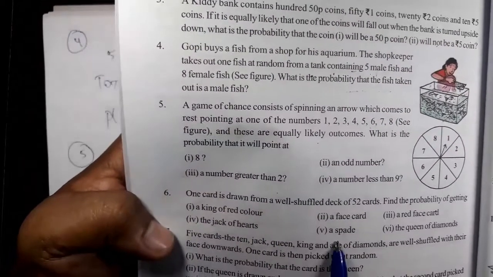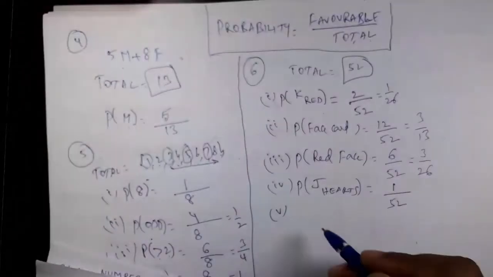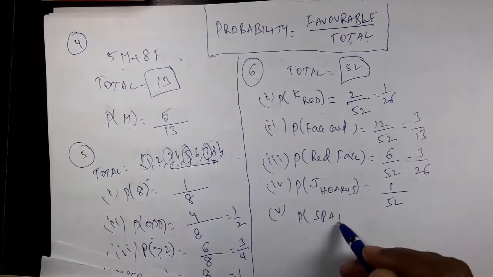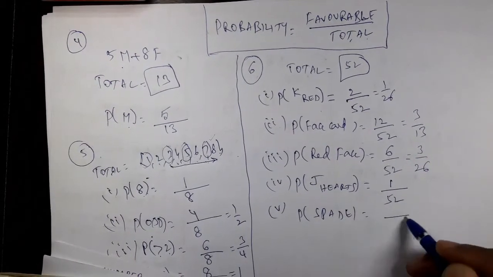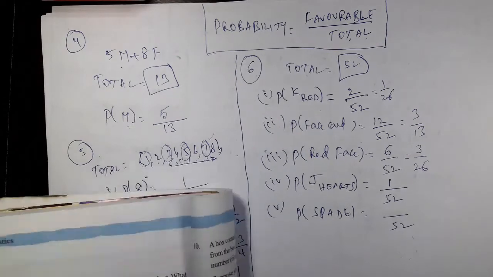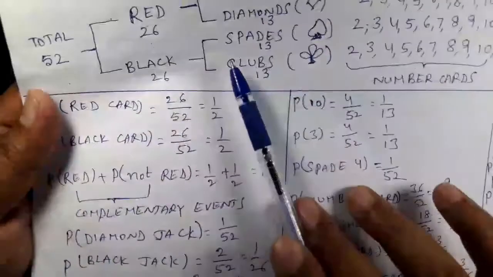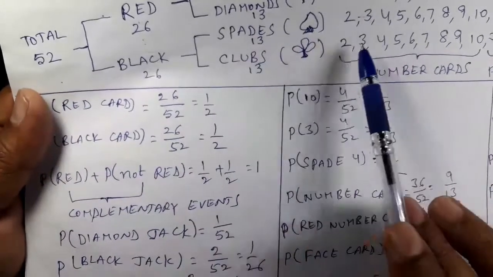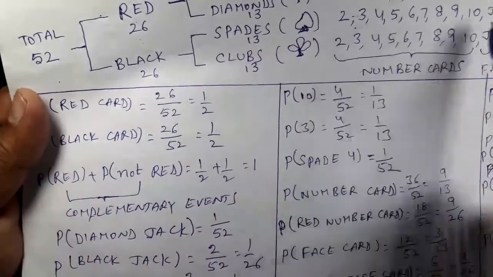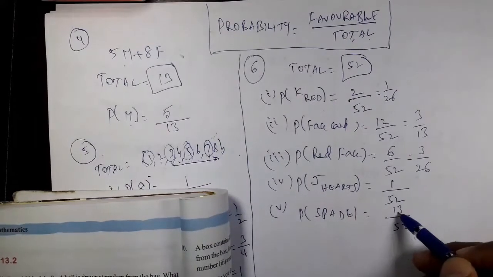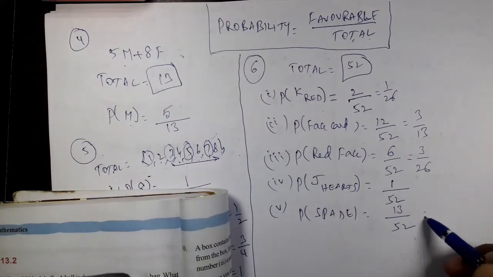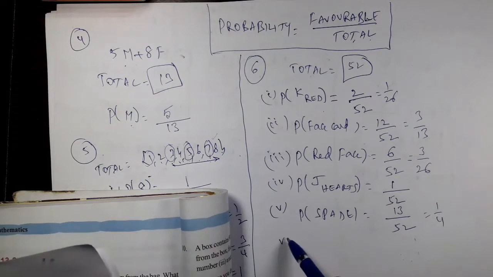Now the next part is part 5: a spade card. Probability of getting a spade. Denominator is 52, the total. Coming to the numerator, how many are favorable to this event? How many are spades? Spades are 13. All these 13 are favorable. So the numerator is 13, which gives 1 by 4.